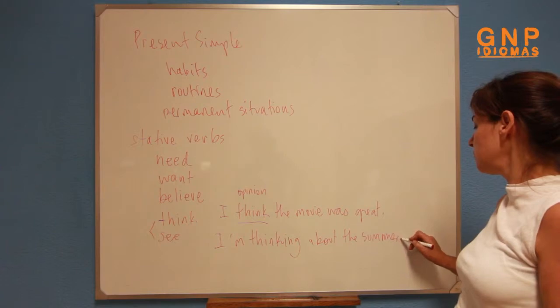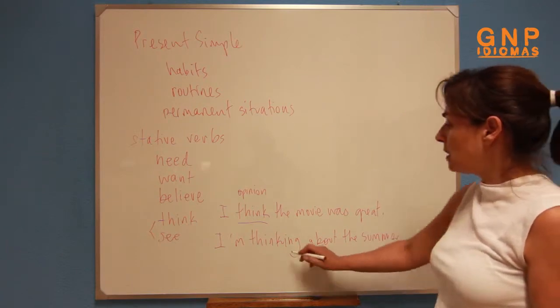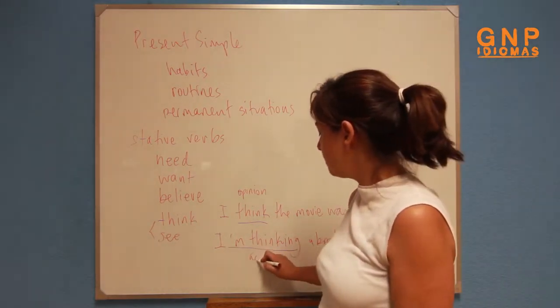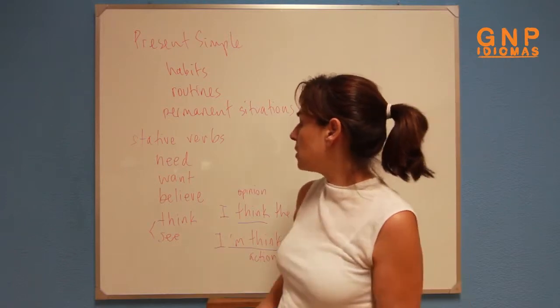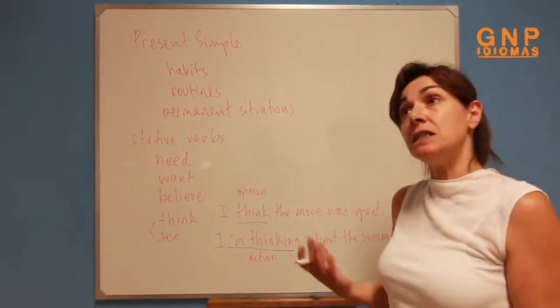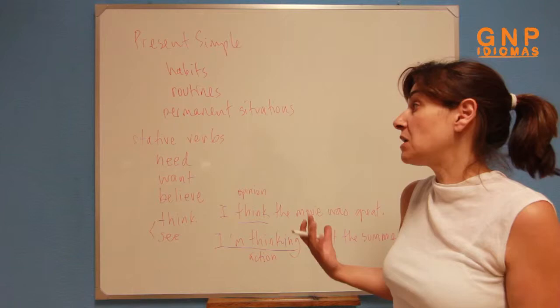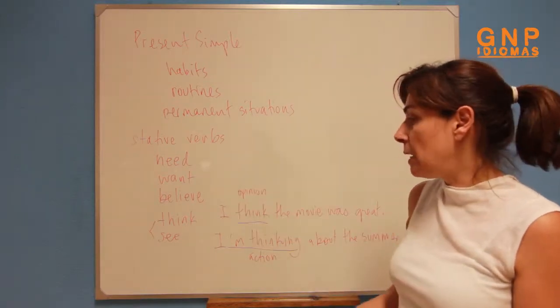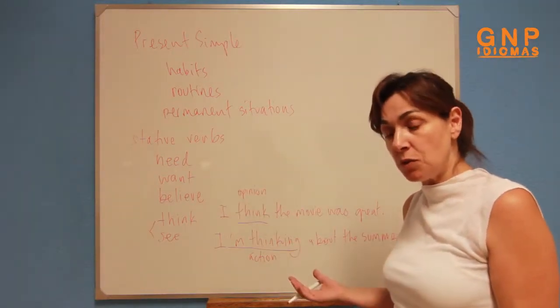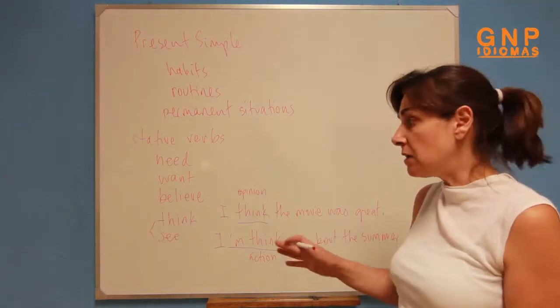So this here, that there, is an action. Same thing goes with see. If I say, I see what you mean, then it's the same as understand. Understand is a stative verb. But if I say, I'm seeing some friends after work, I'm meeting, and then that's an action.